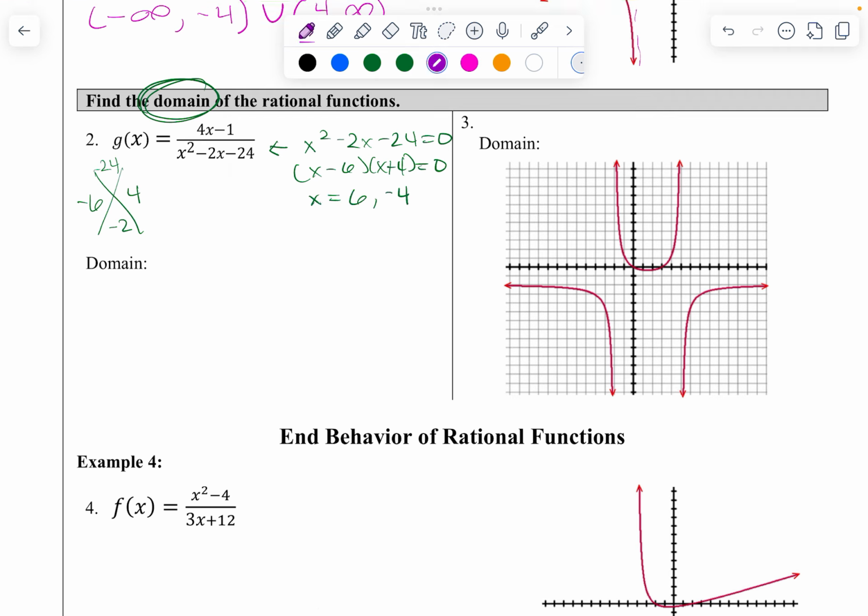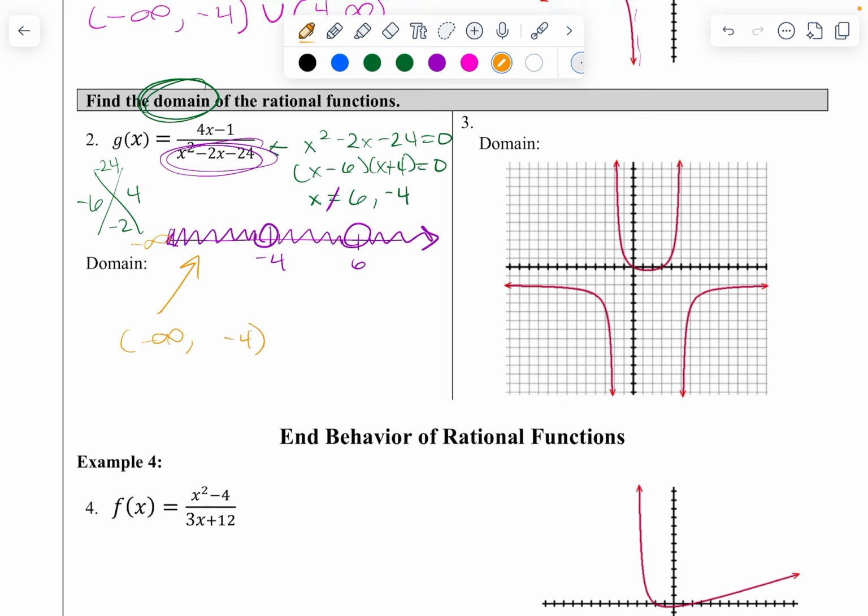But remember, do I want a 0 in the denominator? No. So we say x cannot equal 6 or negative 4. If I were to sketch this on a number line, here's negative 4, here's 6. The domain can be any number up to negative 4, in between negative 4 and 6, and after 6. So how do we write this interval? From negative infinity to negative 4, not including it, then from negative 4 to 6, and then from 6 to positive infinity. And of course, we put unions in between.